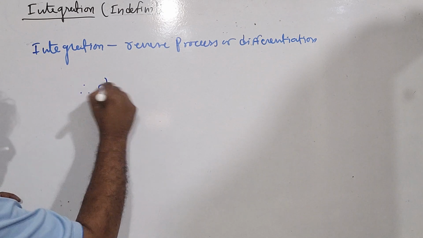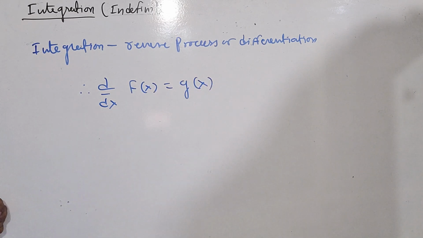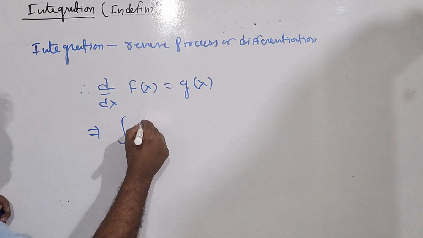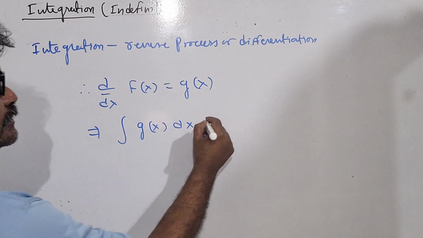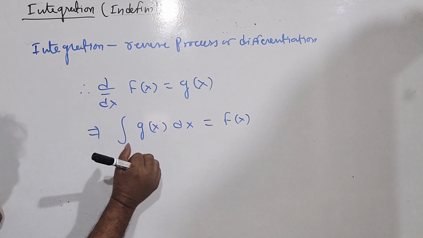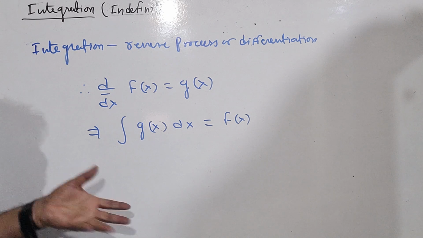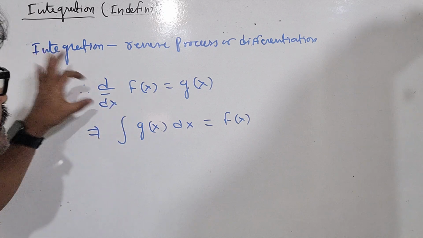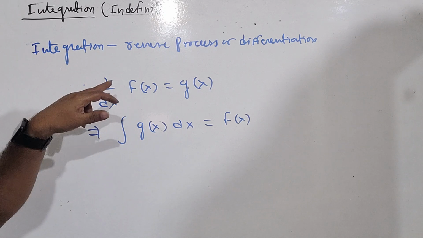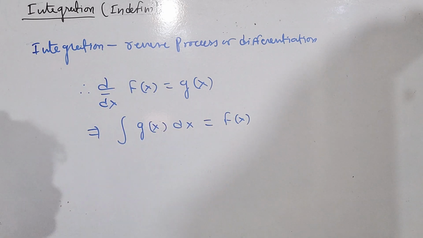That is, if you know the d/dx of f(x) is g(x), then the integration of g(x) dx is f(x). That is the integration. So integration is the reverse process of differentiation, meaning that if you want to find out the integration of this g(x) function, then you should know g(x) is the derivative of which function. As we know that the derivative of f(x) is g(x), therefore the integration of g(x) is f(x).